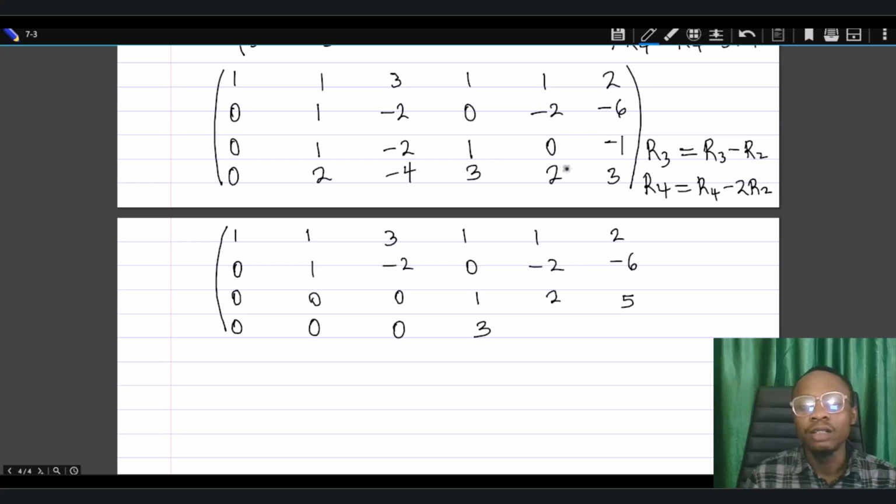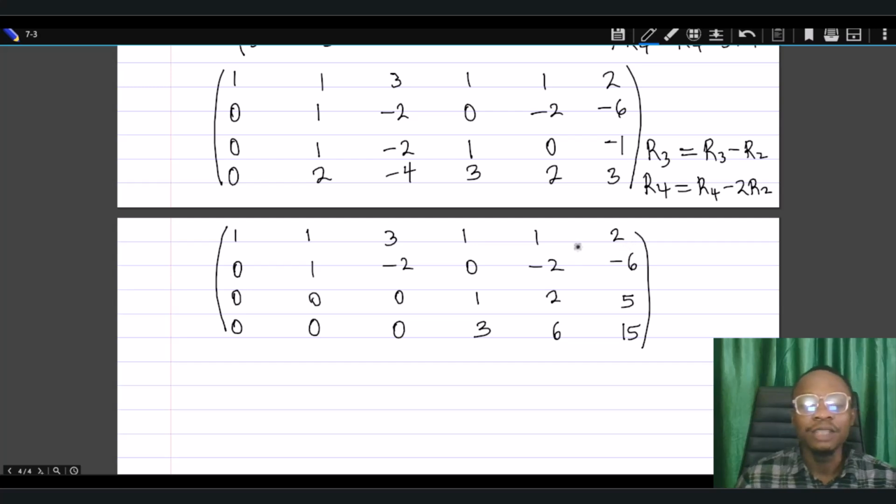Then 2 minus 2 multiplying this. So 2 multiplying this is minus 4. 2 minus minus 4, that will give us 6. And then we have 3 here. Minus 2 multiplying this, that will be 3 plus 12. So that is going to be 15. So that's what we get at the end of the day.